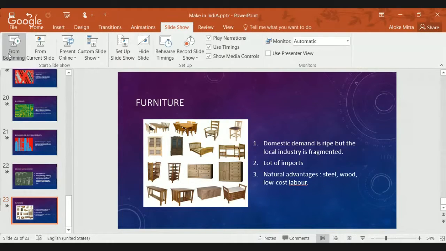We have a population of 1.25 billion and 60% of the population is young. We should remember that young people have a higher propensity to spend. So if you catch a customer at 25 years, then you have got him for the next 30 years. So MNCs are here to stay for the next 30 years.